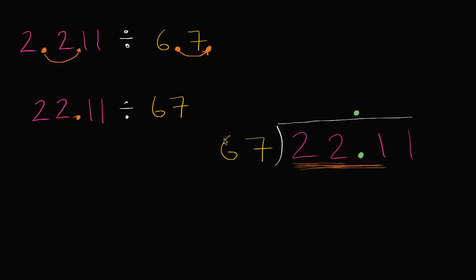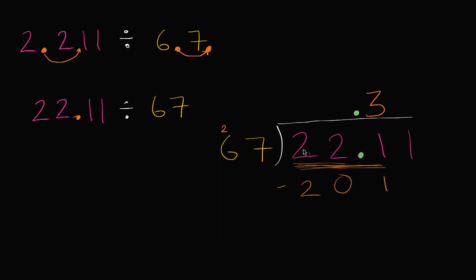This is pretty close to 70. 70 times 3 would be 210. So this looks like maybe 3 times. 3 times seems about right. So let's try. Let's put a 3 up here. 3 times 7 is 21. Carry the 2. 3 times 6 is 18, plus 2 is 20. So we get 201.